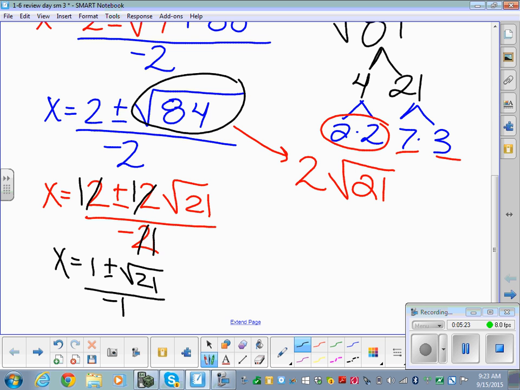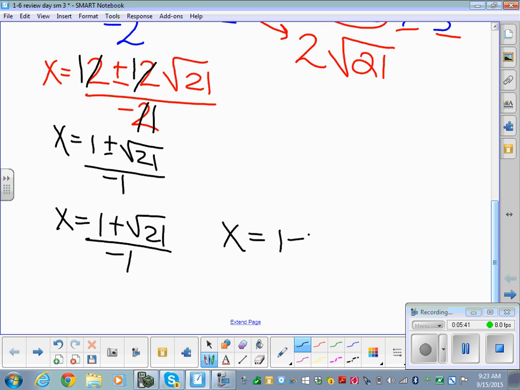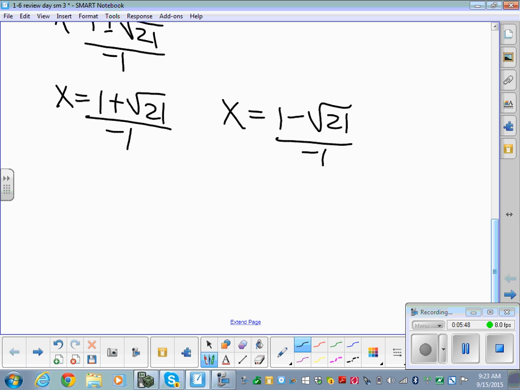Now, on an ACT or on a test, if it was multiple choice, they wouldn't write it like this. What they would do is, okay, we can split it up and say x is equal to 1 plus the square root of 21 all over negative 1. X is equal to 1 minus the square root of 21 all over negative 1. Now, anything divided by negative 1 is just itself except for negative, right? So we've got to divide each of these things, each of them, by negative 1. So what's 1 divided by negative 1?